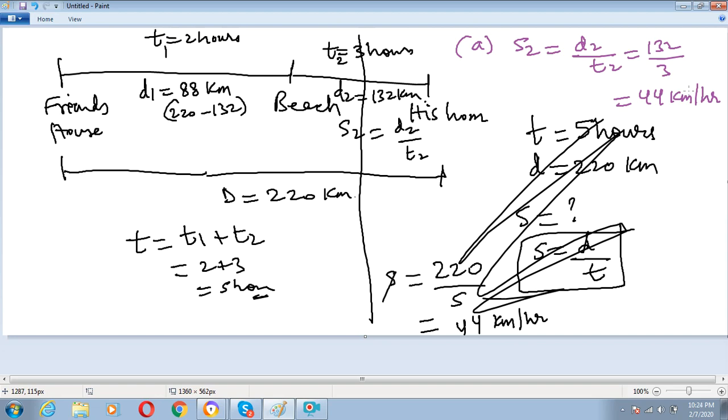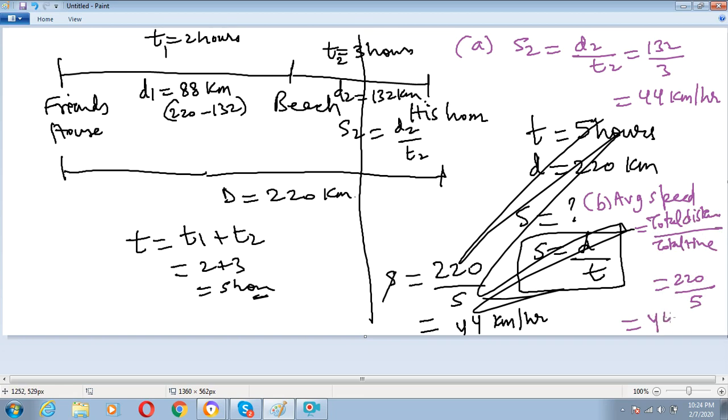Now what is the second thing? What was his average speed for the whole journey? The formula for average speed is total distance upon total time. So what is the total distance? 220. What is the total time? 5 hours. So 5 4s are 20. Understood? So you can copy this question.